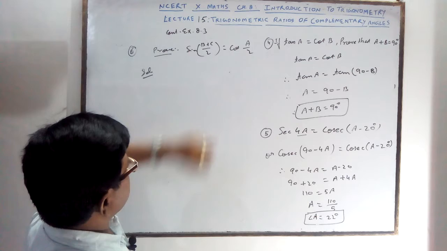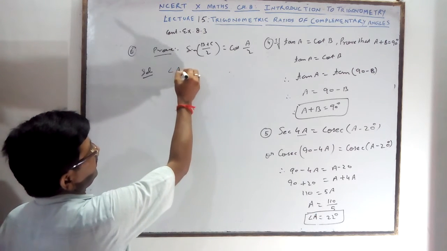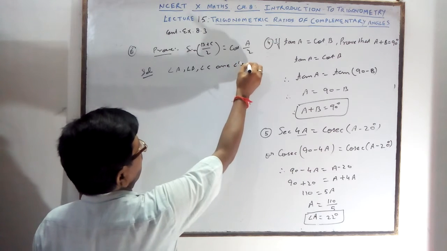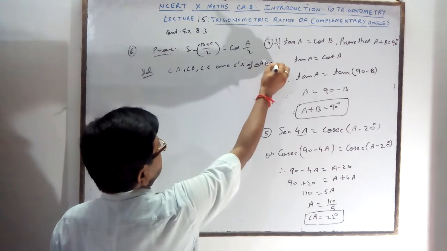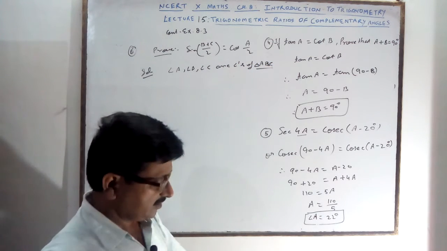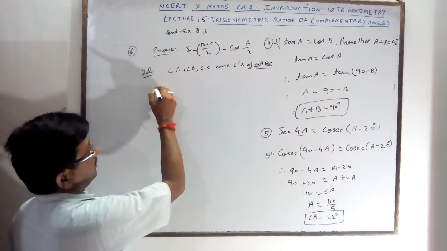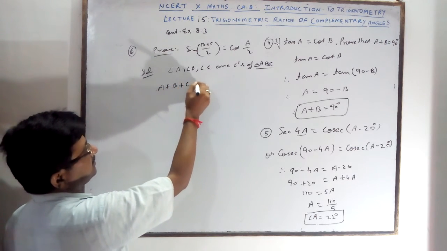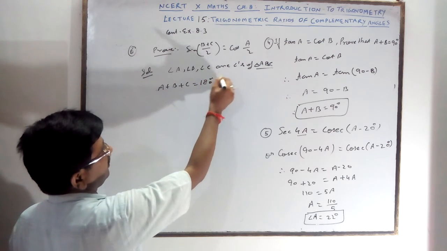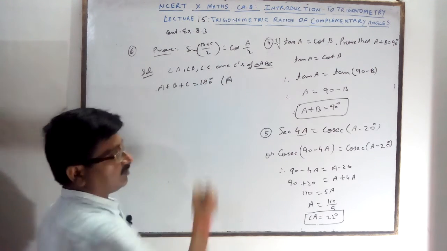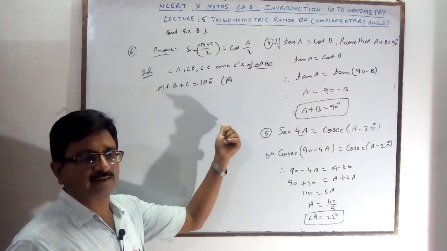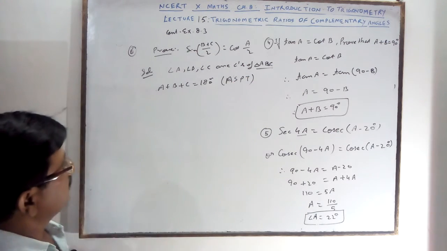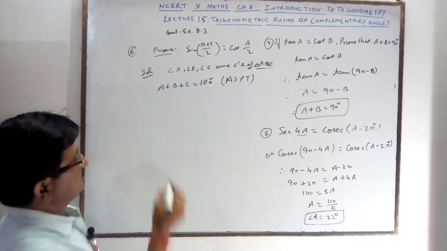First of all, what is given? Angle A, angle B and angle C are the angles of triangle ABC. It is given. Then what will you do? A plus B plus C is equal to 180 degrees. Why? What will you write? Angle sum property of the triangle, ASPT. A plus B plus C is 180.